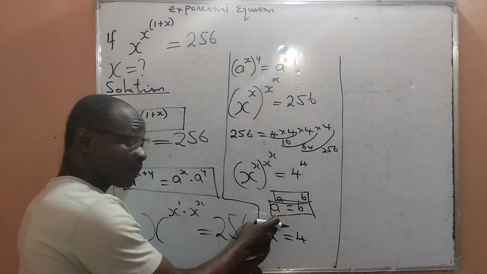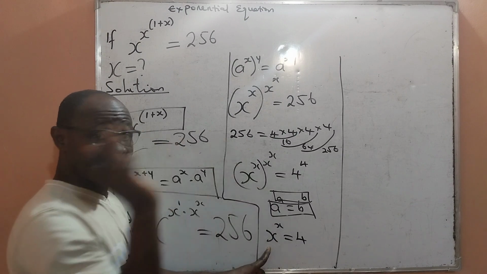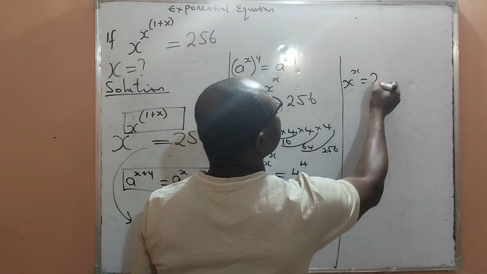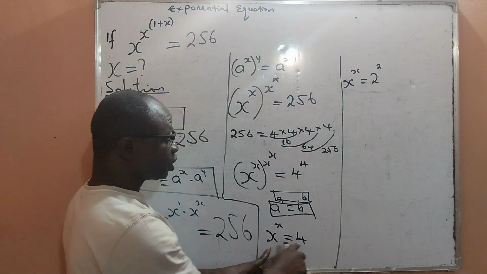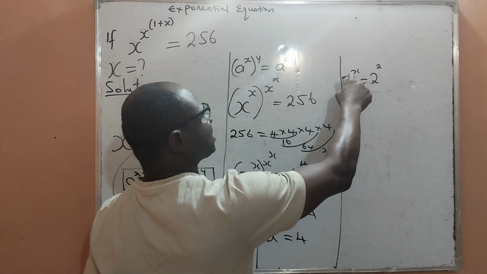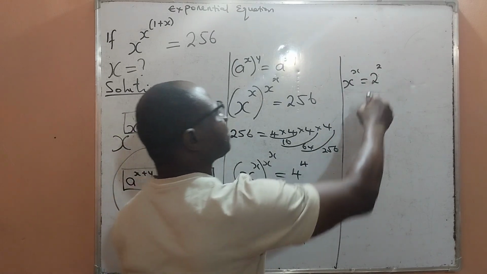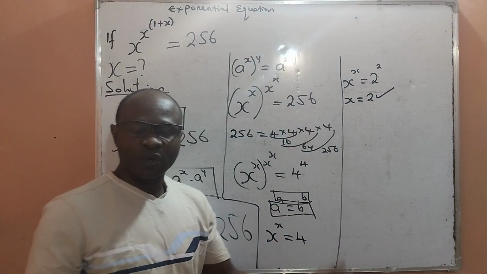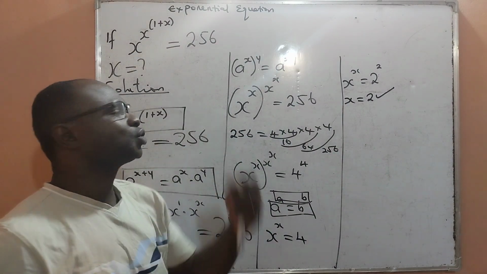Since here is x raised to the power x, the base and the power are the same. So I write x raised to the power x is equal to 2 raised to the power 2, because 2 raised to the power 2 is the same as 4. You can now see the base is the same as the power. We can now conclude that the value of x is equal to 2. And that is what the question has required us to solve.